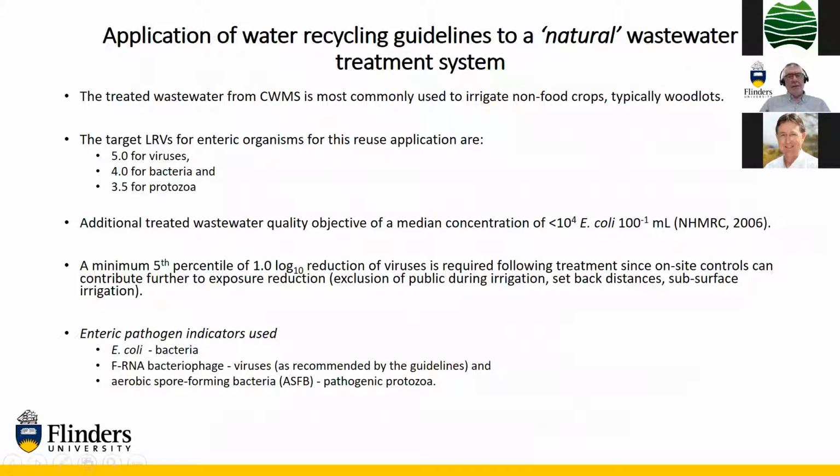The big problem organisms or group of organisms are pathogenic protozoa, things like Cryptosporidium and Giardia. In these small systems, it's unlikely you're going to have enough numbers coming in from the small population. It's unlikely the population will be infected with these organisms. Therefore, you won't have them coming into your treatment plant, and you can't measure a log reduction value if you don't have the organism present. And following consultation, we used aerobic spore-forming bacteria as a surrogate for pathogenic protozoa.